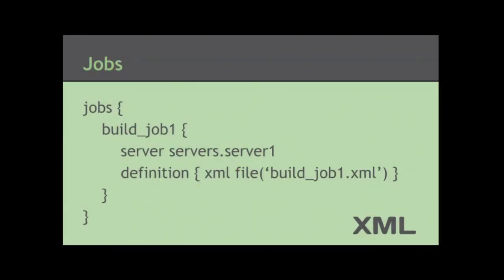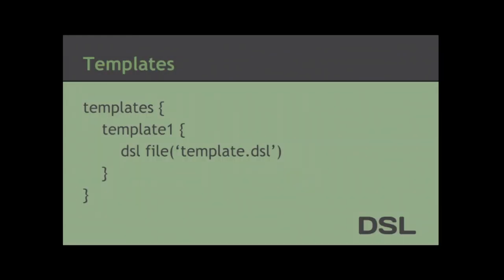So jobs, same sort of thing, named containers. You'll see the first thing here is that this particular job is defining servers.server1 as the server that it will be deployed to. Yep. On your previous slide, the DSL, is that the jobs DSL? Yeah, Jenkins Jobs DSL.